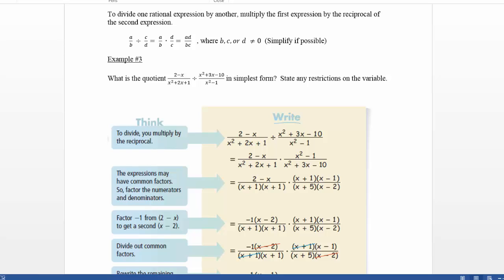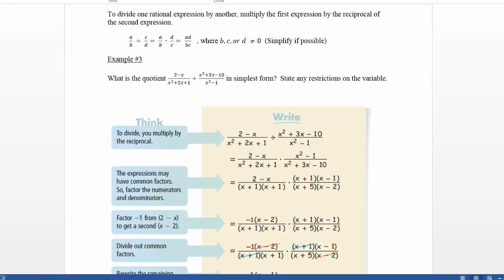The last kind of problem that we need to look at is a division problem with rational expressions. If you remember back from elementary, possibly middle school, the way that we divided fractions is that we switched the operation from division to multiplication, and we flipped the second fraction. And so then what we ended up doing is, instead of having a division problem, we've just created a multiplication problem for the rational expression.